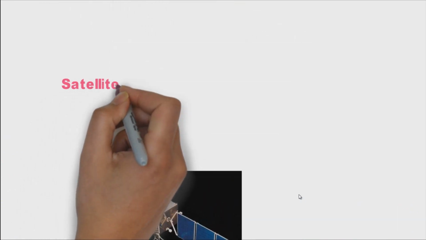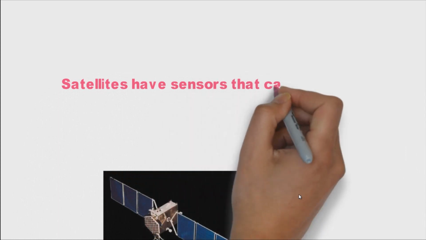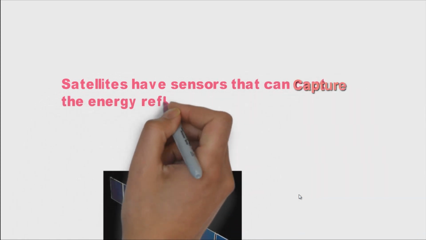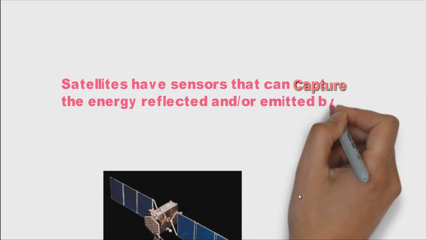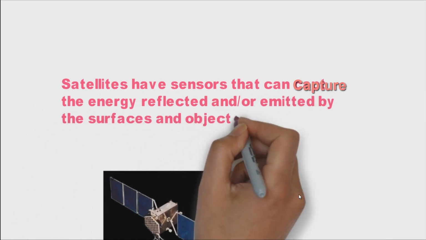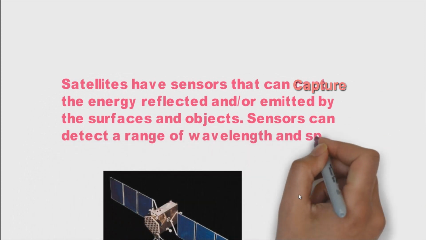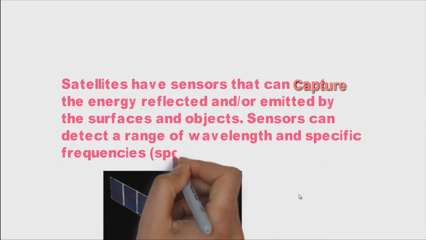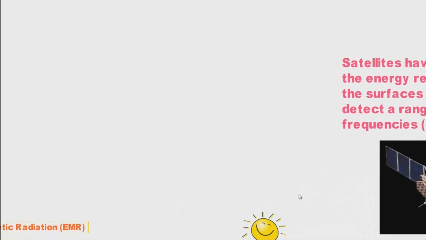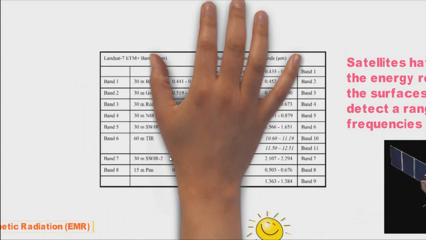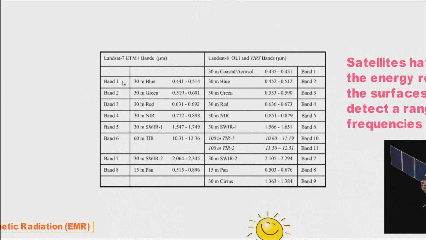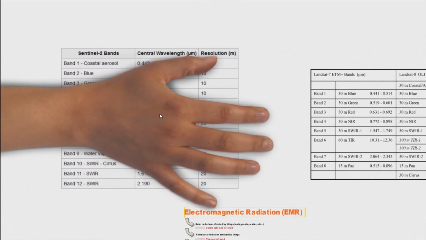Satellites have sensors that can capture the energy reflected and or emitted by the surface and objects. Sensors can detect a range of wavelengths and specific frequencies. Then we have the spectral bands. Every satellite has different spectral bands. For example, in this case, this is Landsat 7, we have all these bands. You have the pixel resolution and the range of the wavelength.